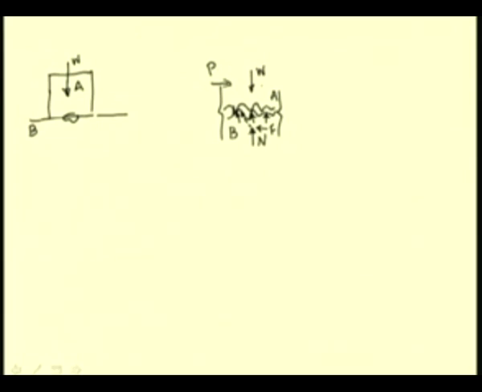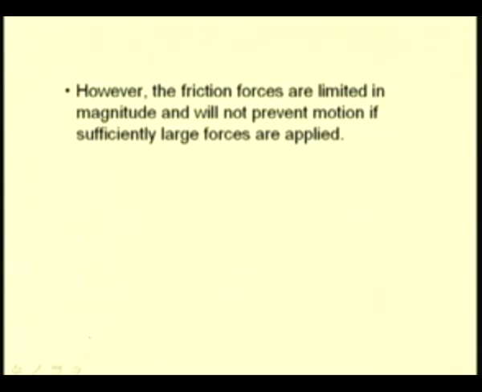As this force increases, ultimately these material features deform and the interlocking is no longer maintained, and the object A starts moving or sliding on the object B. So, these frictional forces are limited and they prevent motion only to certain degrees, and if the forces are large, then the motion actually takes place.